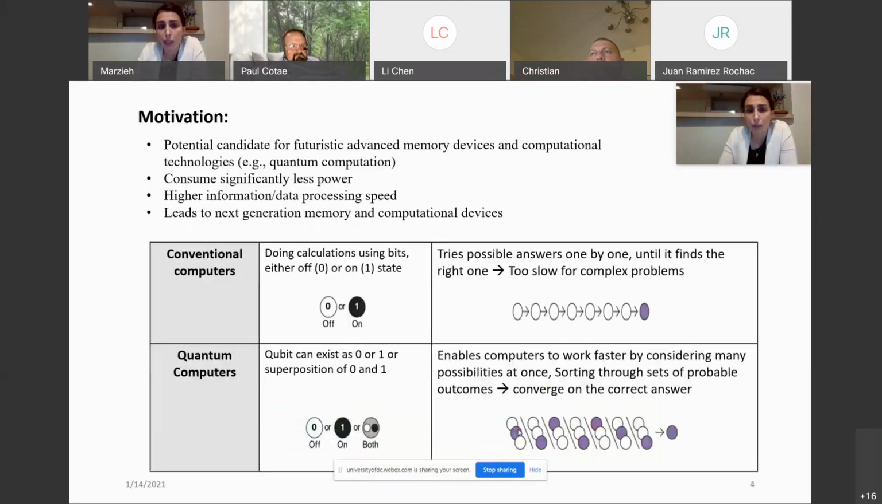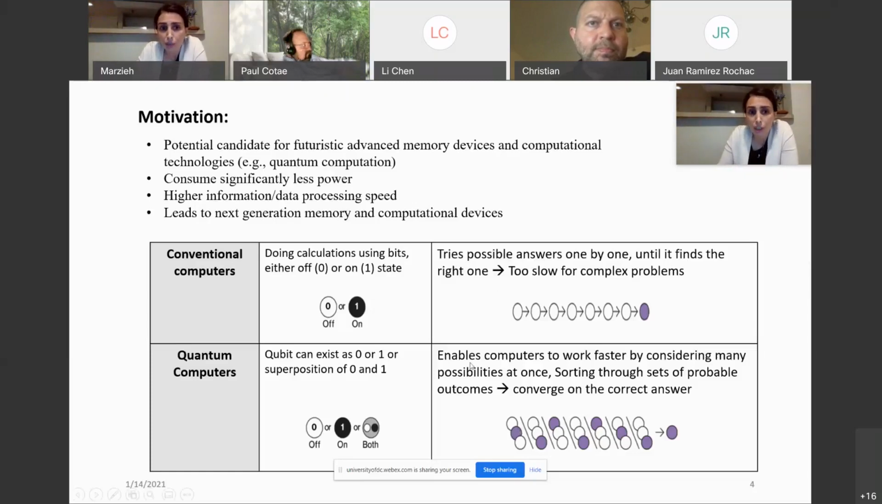So why are we doing this research, and what is the motivation behind it? Molecular spintronic devices, or MTJMSD devices, are potential candidates for futuristic computers and advanced memory devices, and they have applications in computational technologies, especially quantum computing. They can consume significantly less power, and they can lead to the next generation of memory and computational devices. They can increase the speed of data processing and information processing.